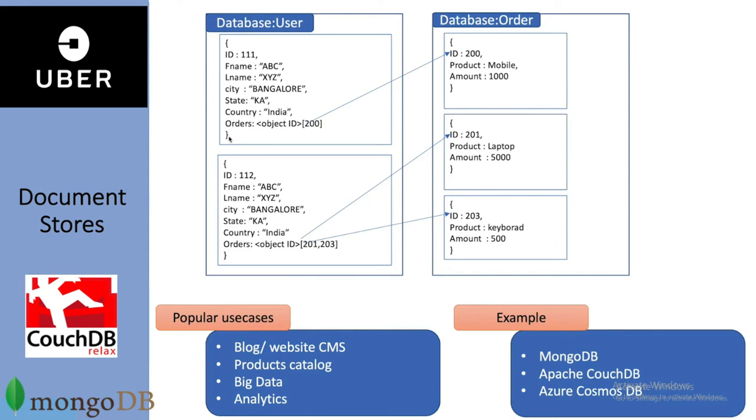And there are some implemented databases like MongoDB, which is very famous right now, Apache CouchDB and Azure Cosmos DB. You can observe on the left side, these are the logos for them. And one famous company, Uber, is using this document store type of database.